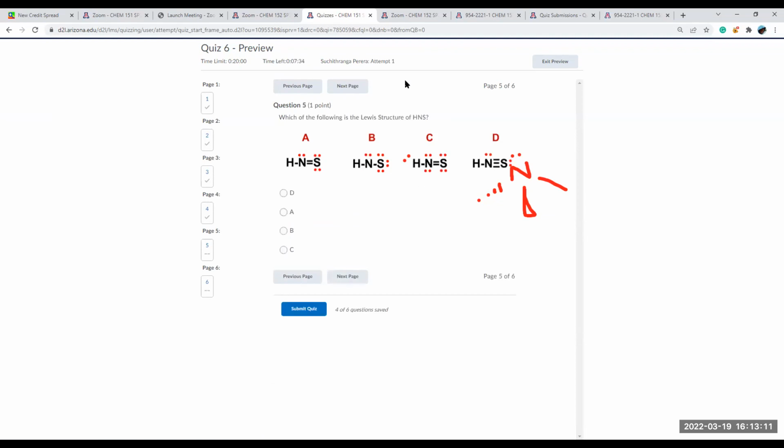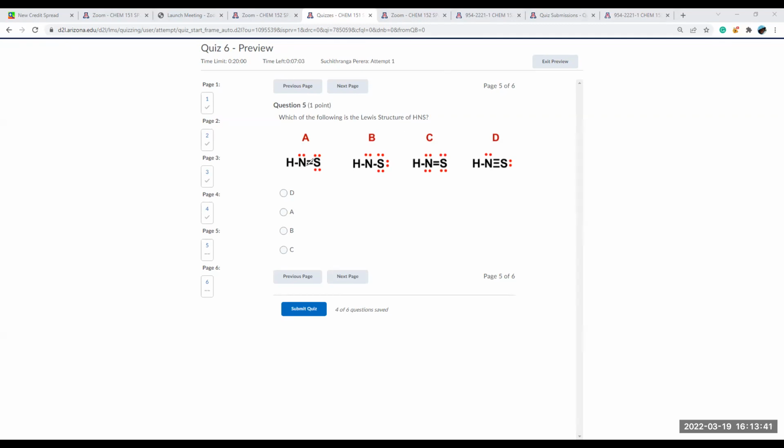Nitrogen. Okay. Let's do the discussion. Which of the following is the Lewis structure of NH2S? Now, if it's a Lewis structure, the most important thing is to have an octet around each of the atoms. Also, make sure that the central atom is the one with the highest bonding capacity, and then we have the octets around each of the atoms.